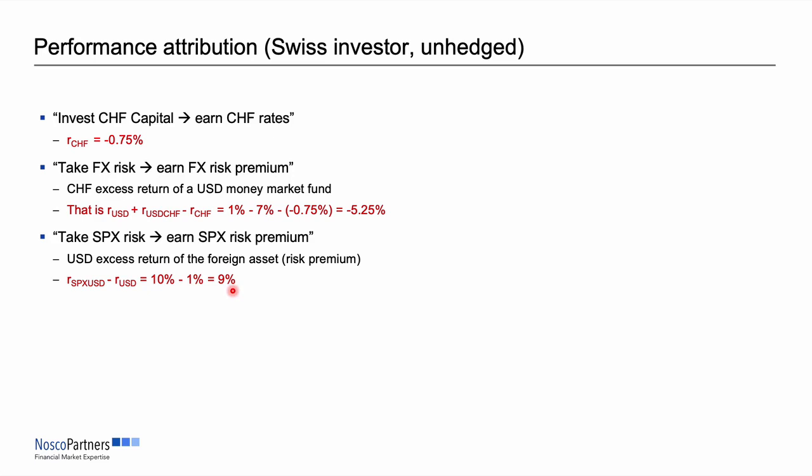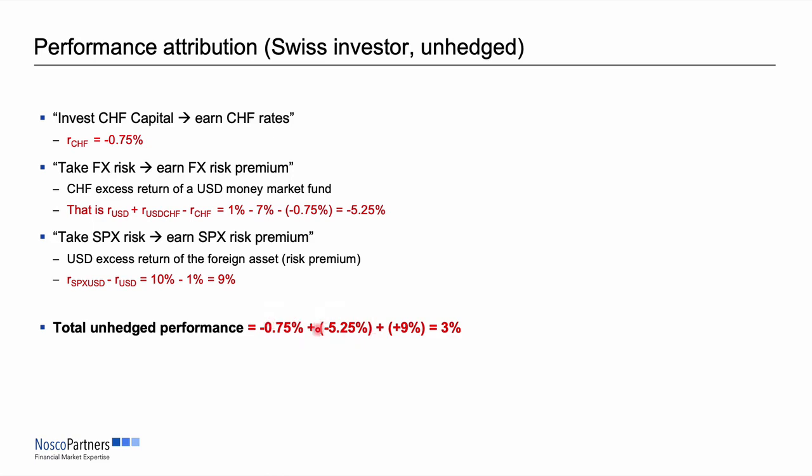If we now add that together, you guess what we get? We get the same as before. The total performance is the minus 75 basis points Swiss franc interest rate. So we get that for committing the capital.